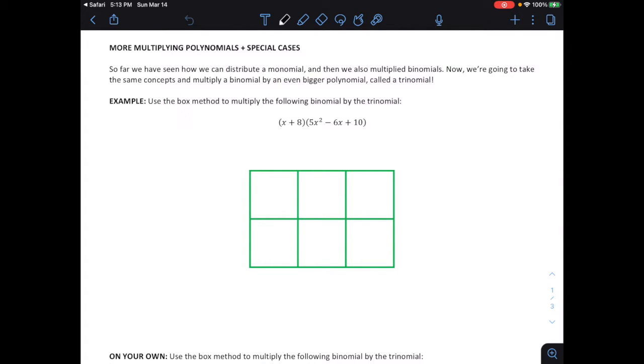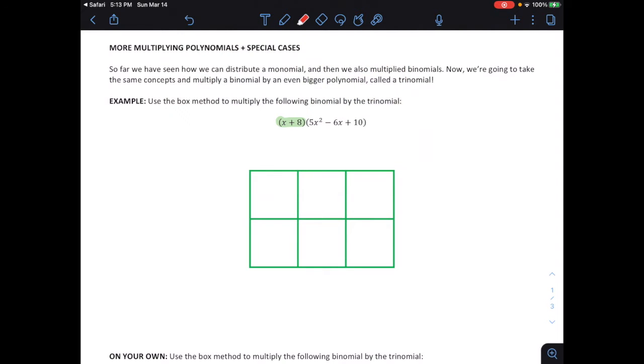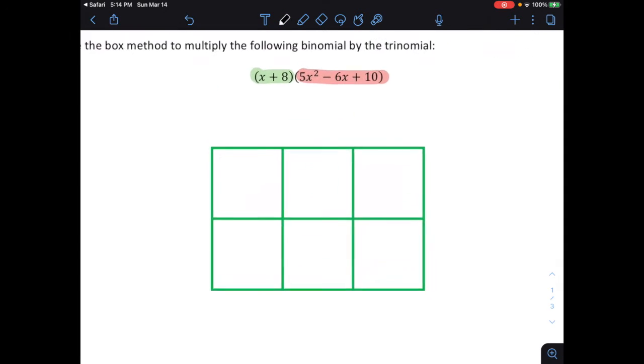So if you look at the first example here, we have a binomial. So x plus 8 is a binomial, and then the other polynomial, 5x squared minus 6x plus 10, is a trinomial. So if we're going to use the box method, since the binomial has two terms, we need to have two boxes down the side, and then we need to have three boxes across the top because the trinomial is three terms.